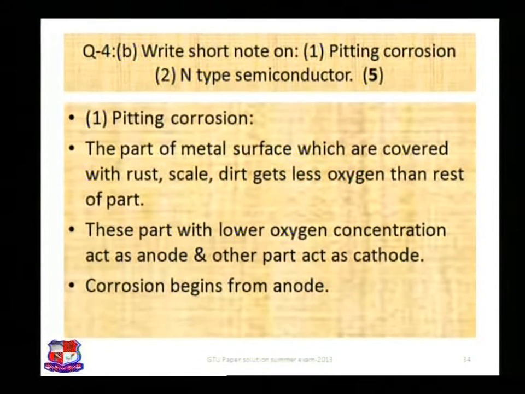Okay, so that we will write down. The part of the metal surface which is covered with rust, scale, or dirt gets less oxygen than the rest of the part. This part with lower concentration of oxygen acts as anode and the other part acts as cathode. Corrosion begins from the anode. Okay, so now what happens once the corrosion begins from the anode?